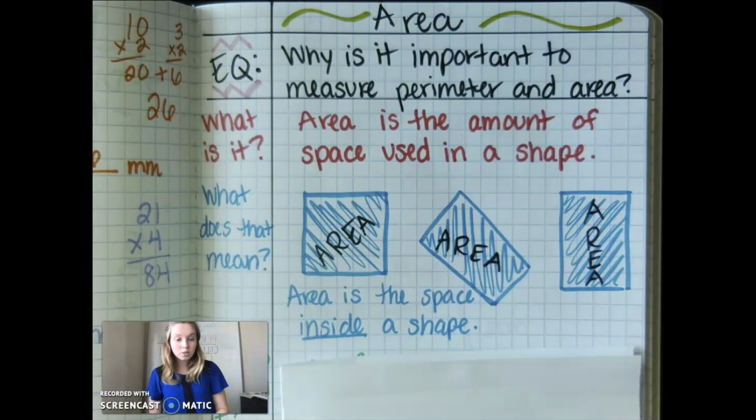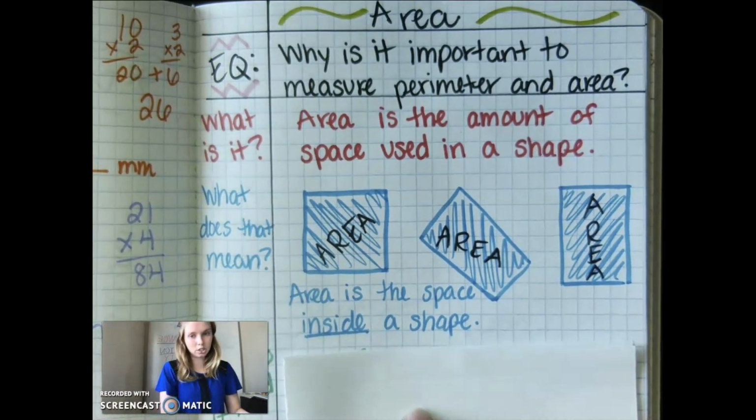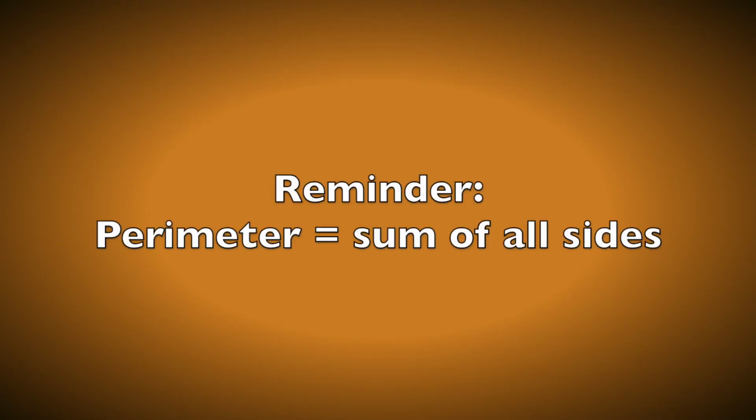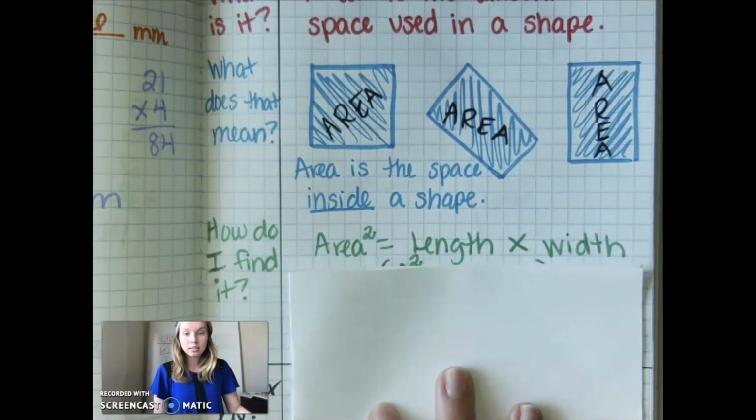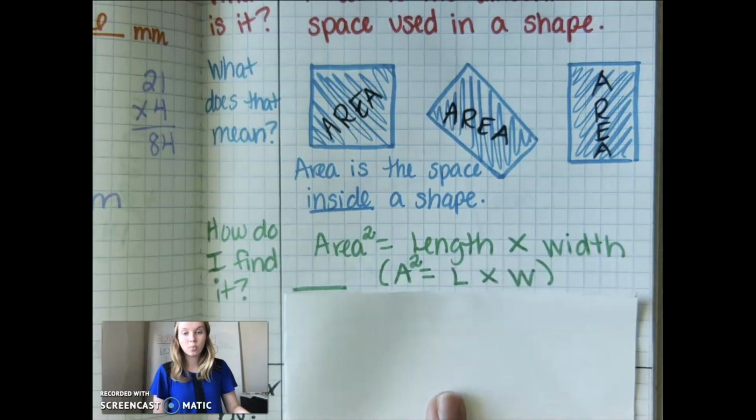The next part of the notes is, how do I find area? Finding area is pretty easy. It's very different from finding perimeter. Okay, so please pay close attention. Finding area is just length times width.